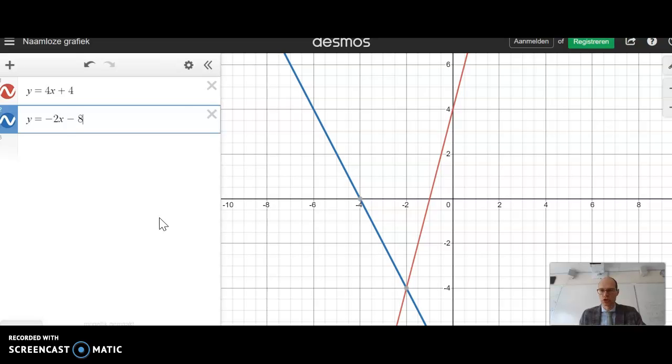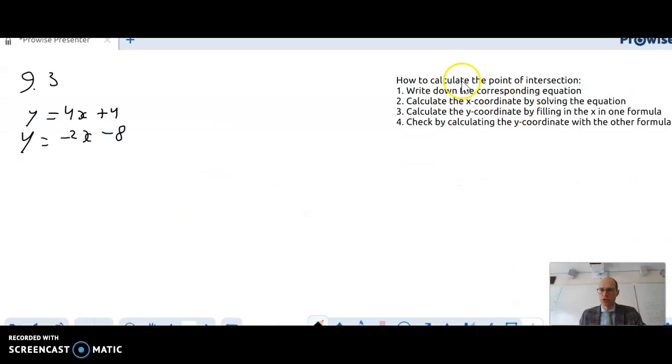And then basically, how do we do that? Well, first of all, you write down the corresponding equation. The corresponding equation is simply put that we have the same y values, so that the part after the equal sign in one formula is equal to the part after the equal sign of the other formula. And then we have an equation to solve. Then we can solve for x by the balancing method.